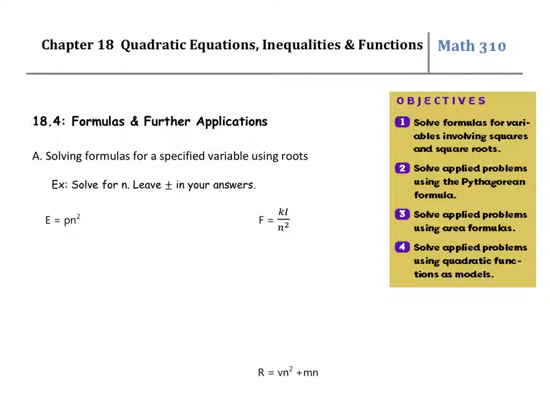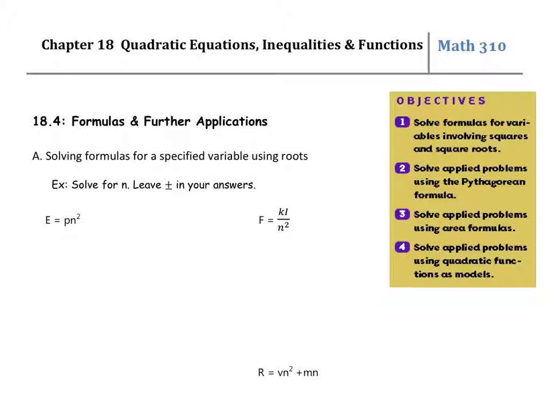This is a teaching video to cover section 18.4, which deals with applications that involve the skills you've been learning. So we'll start with finding formulas for a different variable than it's set up to give you. For instance, in this formula, E equals Pn squared, you are to find out what N equals in terms of E and P.